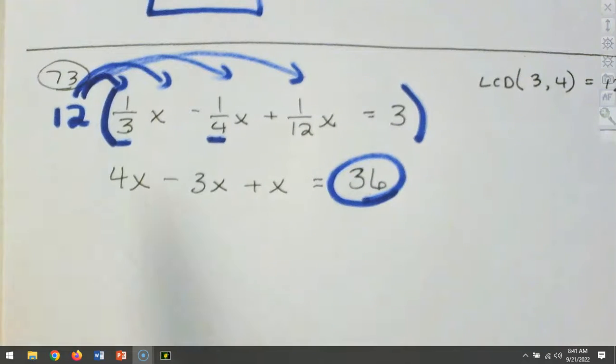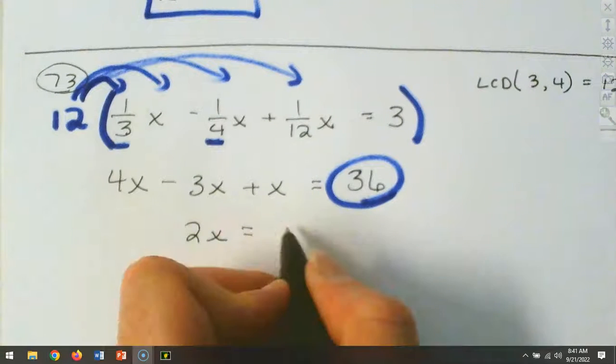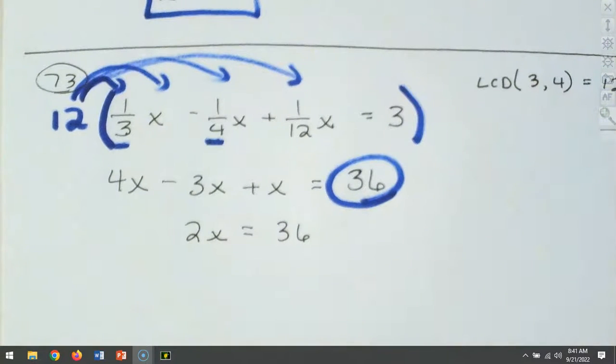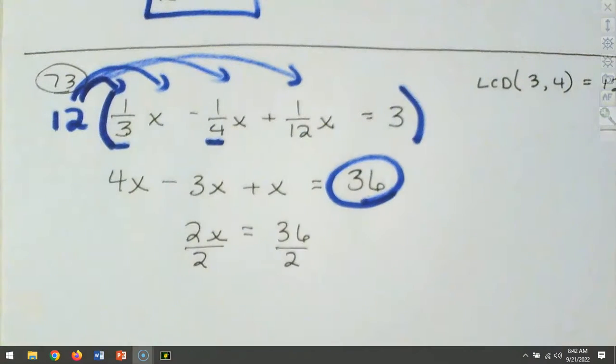Now we can combine. On the left-hand side, we have a 4, a minus 3, that makes it a 1, plus another x, that makes it a 2x, right? And that equals a 36. How do we finish it? Last thing we do is divide. Always the last thing is divide. Divide by your 2, and now we've got x equaling 18.